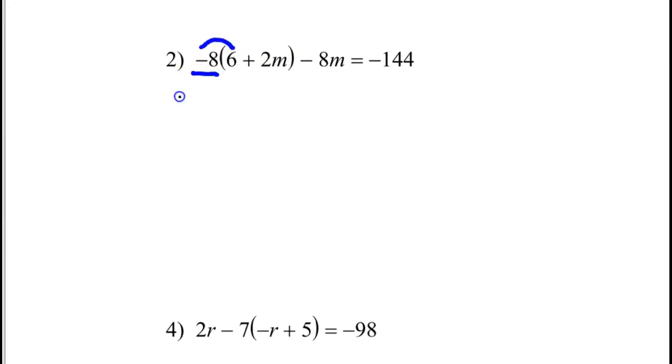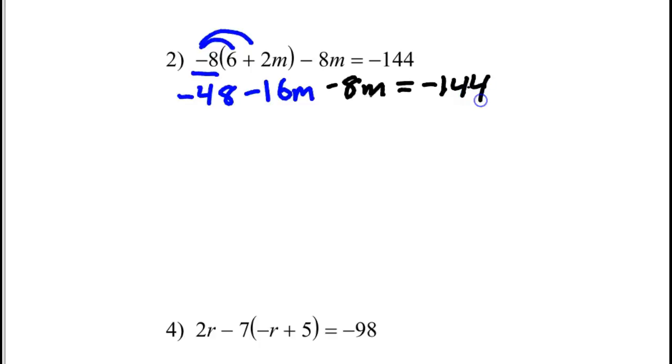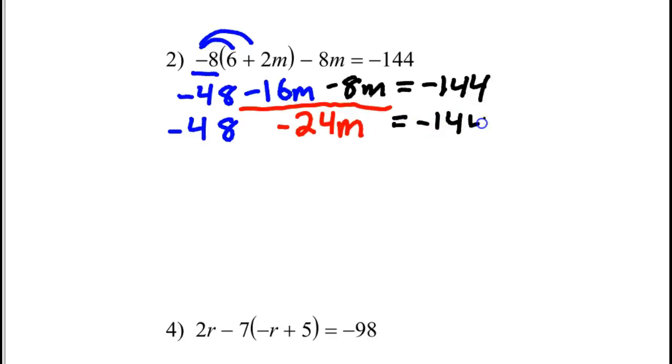So I got negative 48. I have minus 16m. And then bring down everything else. So first thing is just to distribute, and then you rewrite everything else. Okay. Second, combine the variables. So this is a negative 16 and a negative 8. So don't forget that 16 is negative, so that's negative 24m. And again, bring down everything else. Just doing one step per line, not trying to rush through it.